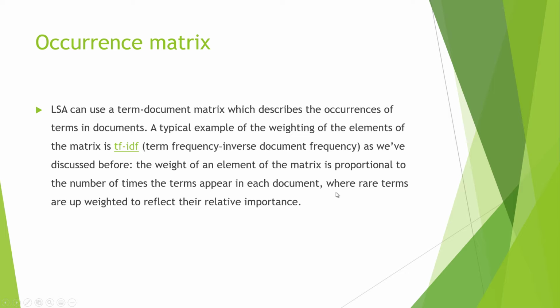And what LSA operates on is an occurrence matrix. It uses a term document matrix to describe the occurrence of terms in documents. A typical example of the weighting of the elements of the matrix is TF-IDF, as we mentioned before. And the weight of the element in the matrix is proportional to the number of times the terms appear in each document, where rare terms are weighted up to reflect their importance, while common terms are weighted down to diminish their importance, just as the stop words.